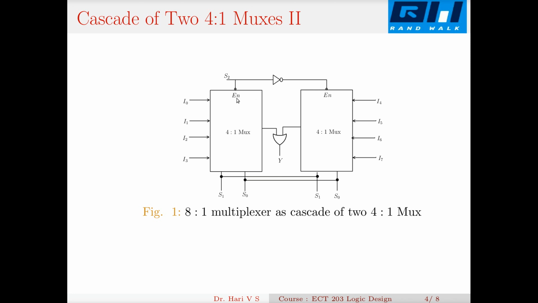Here the enable is a logic low, so that when S2 equals 0, the left chip is enabled, and when S2 equals 1, the right chip is enabled, because after inversion its enable is low. The outputs of the two muxes are ORed together to form the final output Y. So altogether this works as an 8 is to 1 multiplexer.